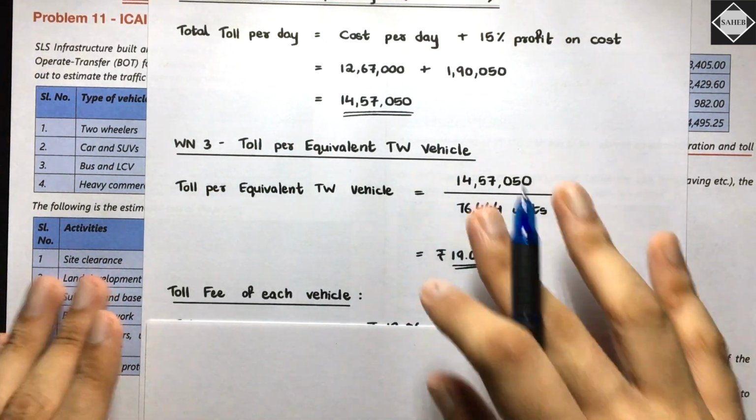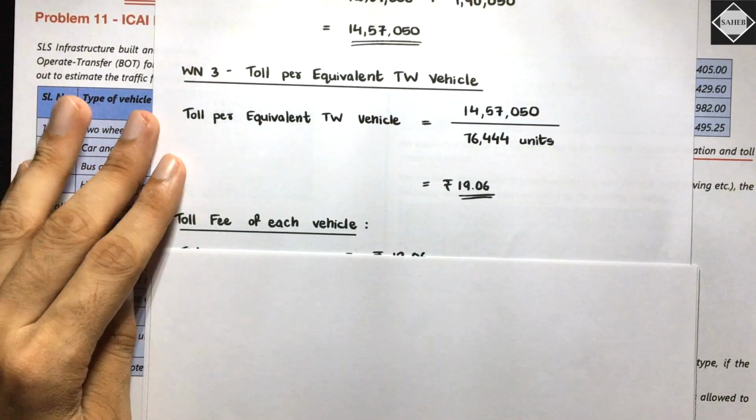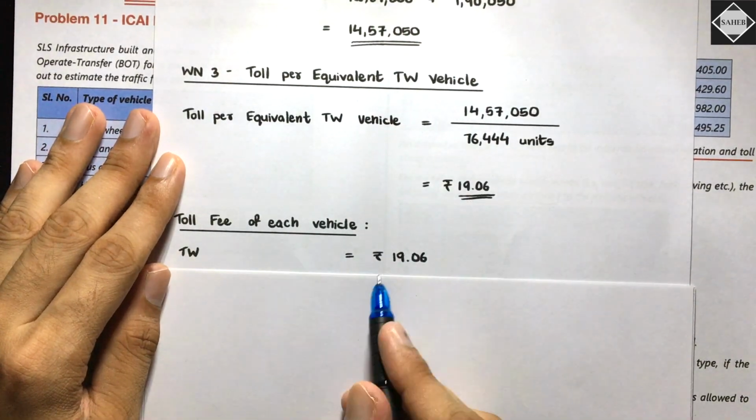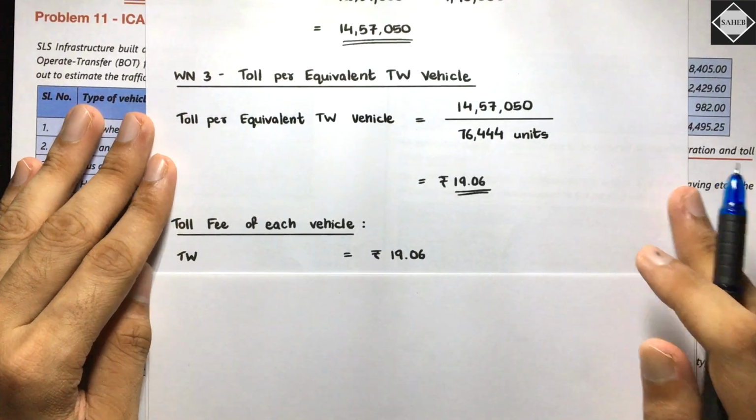Then we have to do the conversion. So it's really simple. Toll fee of each vehicle. The second requirement now we are doing, see, toll fee of each vehicle. This is directly two-wheeler vehicle toll rate. Okay, fine. But then what? Then you have to do the conversion.